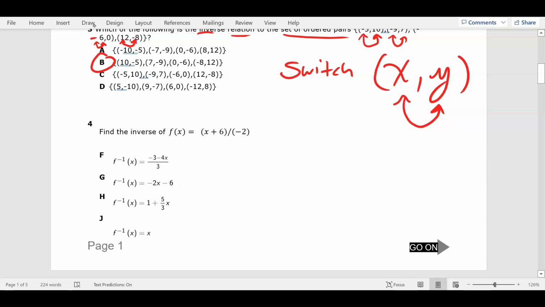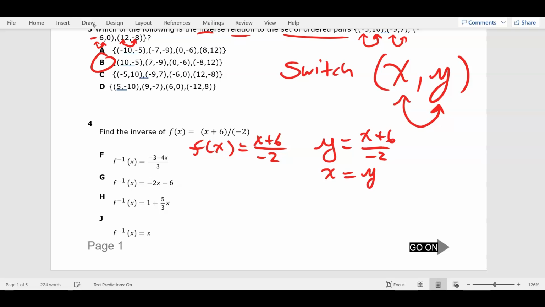Number 4. Now, this was supposed to be written as f of x equals x plus 6 over negative 2. It just wouldn't make a fraction look nice, so same steps. We turn it into y equals x plus 6 over negative 2. Switch x and y. And then we get rid of, first, the negative 2. Because it's a big fraction, we want to get rid of the denominator. So multiply by negative 2. Multiply by negative 2. Those cancel out.